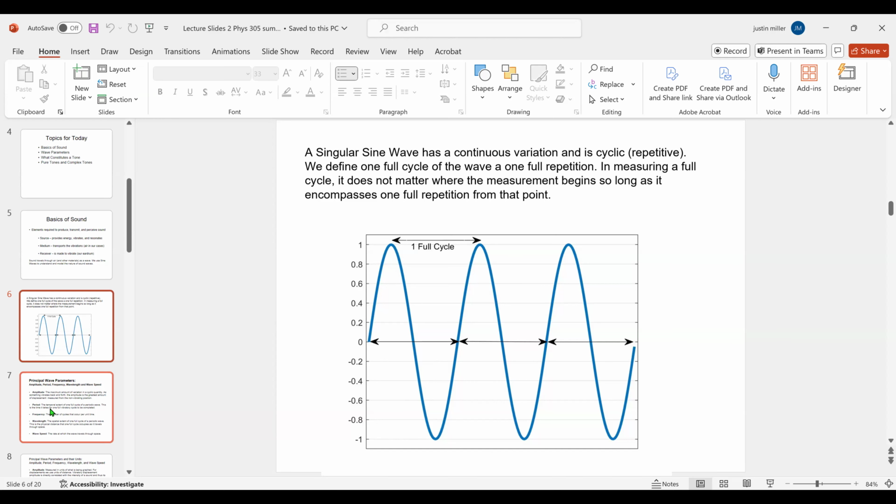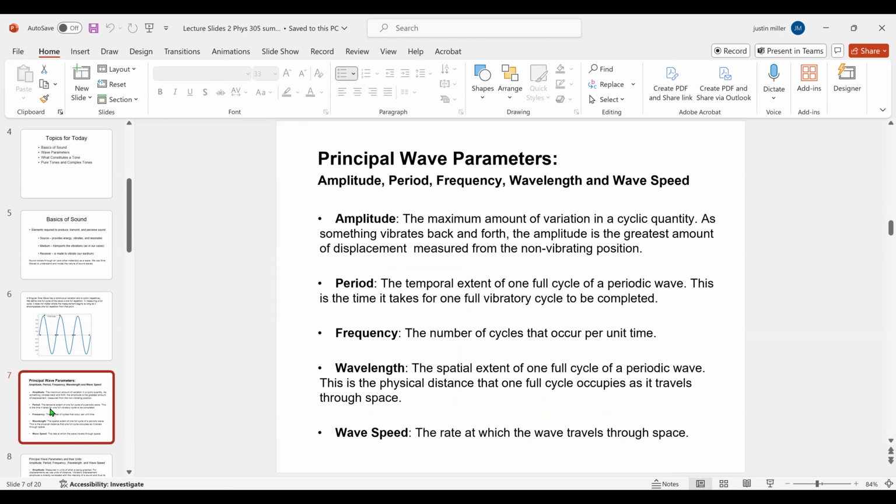So that brings us to the principal wave parameters, which are how we're going to discuss waves in general. The amplitude, period, frequency, wavelength, and wave speed. Those are the five main things that we want to be able to discuss when we're talking about sound waves, or just really waves in general. But again, we're sticking with sound waves here.